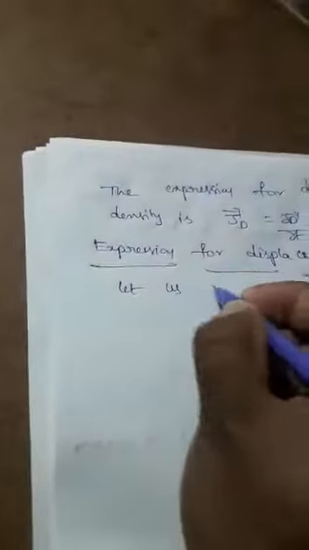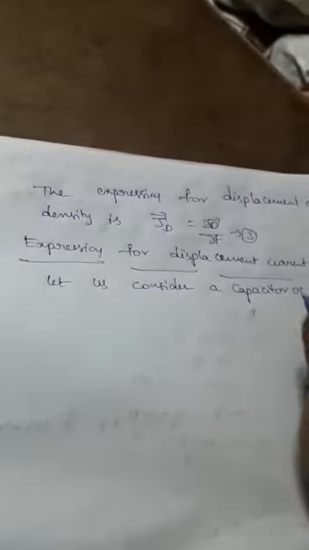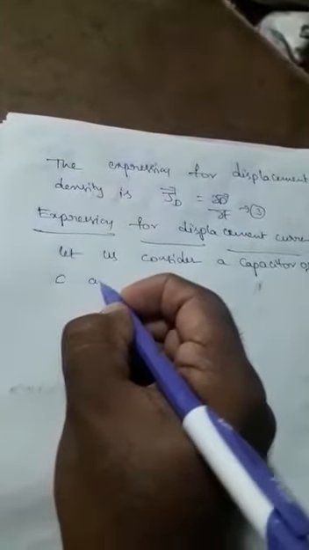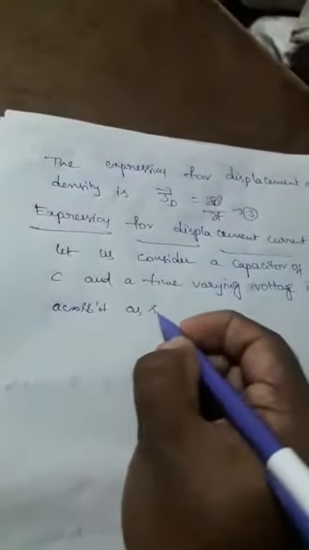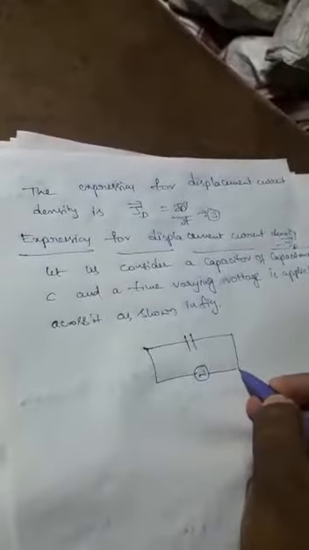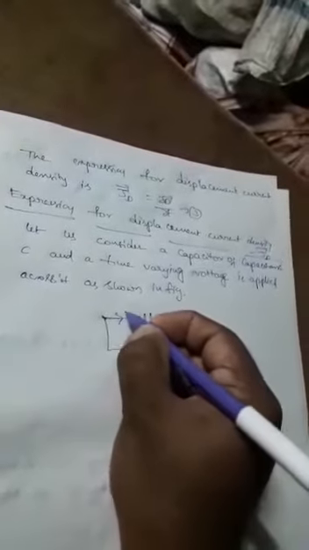So now see here, let us consider a capacitor of capacitance C and a time varying voltage applied across it as shown in the figure. So this is the capacitor, here a time varying voltage is applied, and the capacitance of the capacitor is C. Now this is the current that flows through the capacitor.